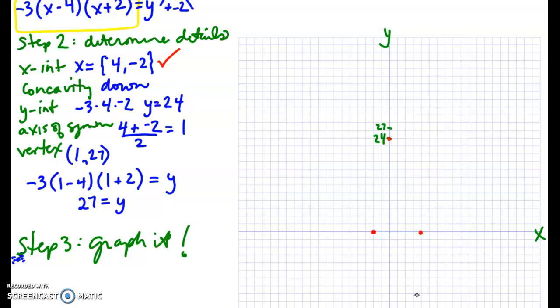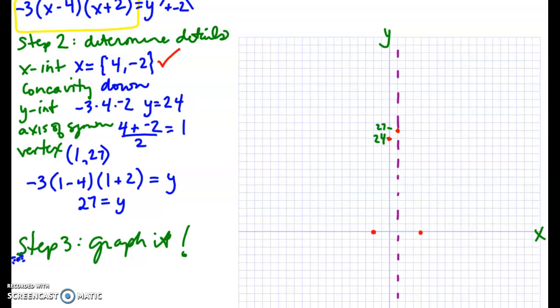And the axis of symmetry is going to happen at 1. Does that make sense? It looks like it's in the very middle. You don't necessarily draw this, but I'm going to do it now just so we can see it. The vertex happens at 1, right on the axis of symmetry. That's good. And at y equals 27, that point there.